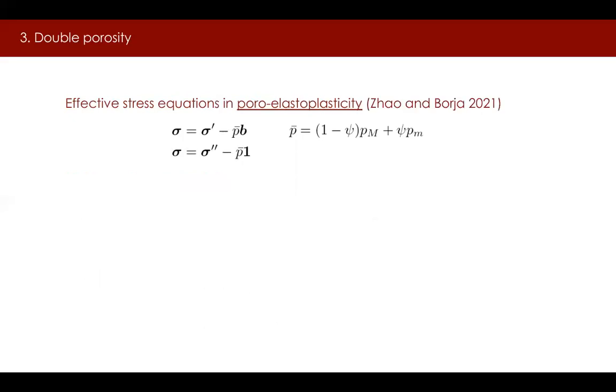On the other hand, there are two effective stress equations in poroelastoplasticity. The first equation uses the Biot effective stress sigma prime, in which the mean pore pressure is scaled by the Biot tensor B. The second equation uses the Terzaghi effective stress sigma double prime, where the mean pore pressure is scaled by the Kronecker delta tensor.